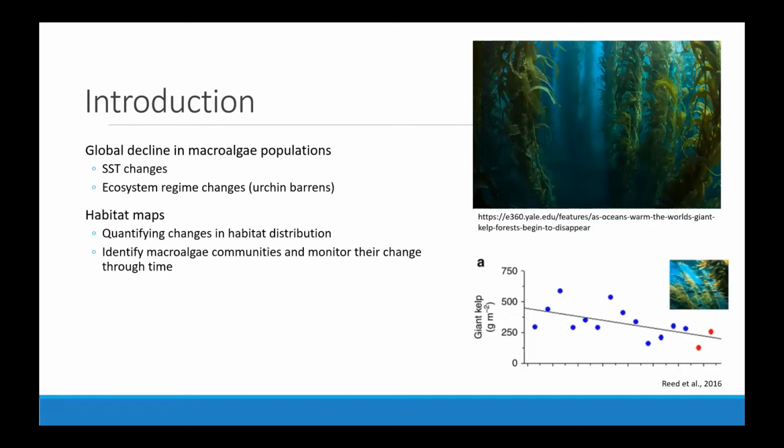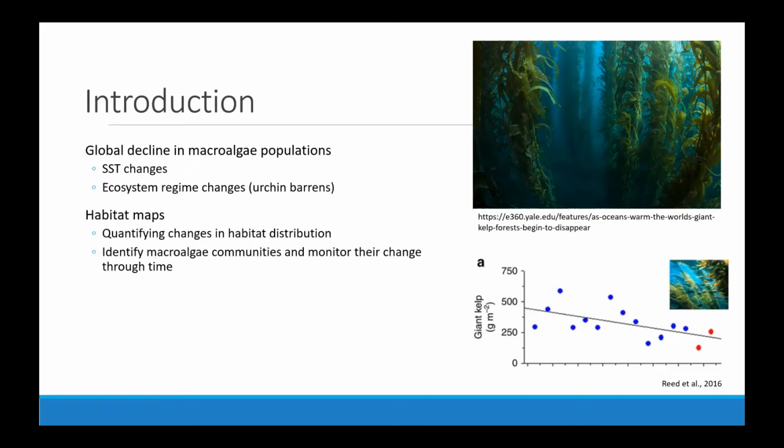All right, so just a brief introduction. Some of you may or may not know, due to increases in sea surface temperature there's been a global decline in macroalgae populations. This is particularly relevant in the study area that we're going to look at due to the East Australian Current bringing warmer and warmer water, which is expanding local urchin populations, which are destroying a lot of the macroalgae ecosystems in place.